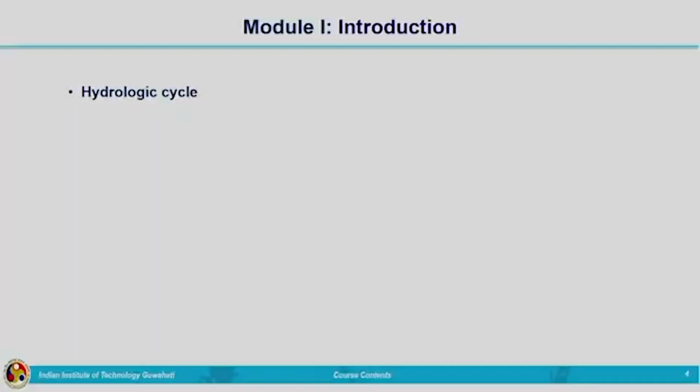Let us see each module one by one. The first module is the introductory module. We will be starting with the hydrologic cycle. We know water is present in the atmosphere in vapor form, and on water bodies and on the surface of the ground in liquid form. So, water is continuously changing its phase.